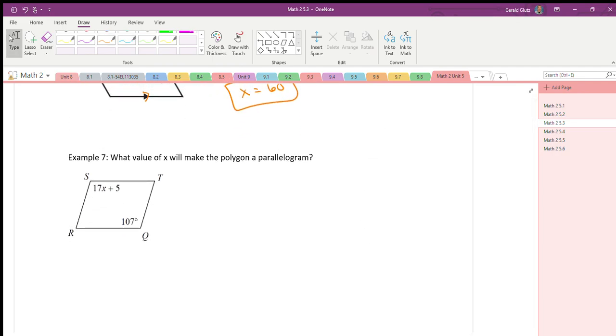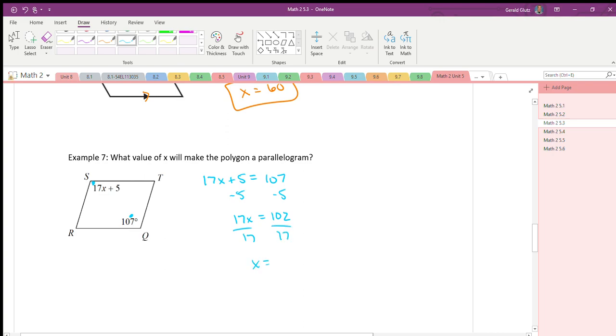And then example 7, what value of x will make the polygon a parallelogram? So these two angles that they give us information about are on the opposite side of the shape. So what do we know has to be true about opposite angles for the shape to be a parallelogram? Hopefully you say they have to be congruent. So 17x plus 5 would have to equal 107. Subtract 5 on each side. So 17x is going to equal 102, and divide by 17 on both sides. So x would have to equal 6.